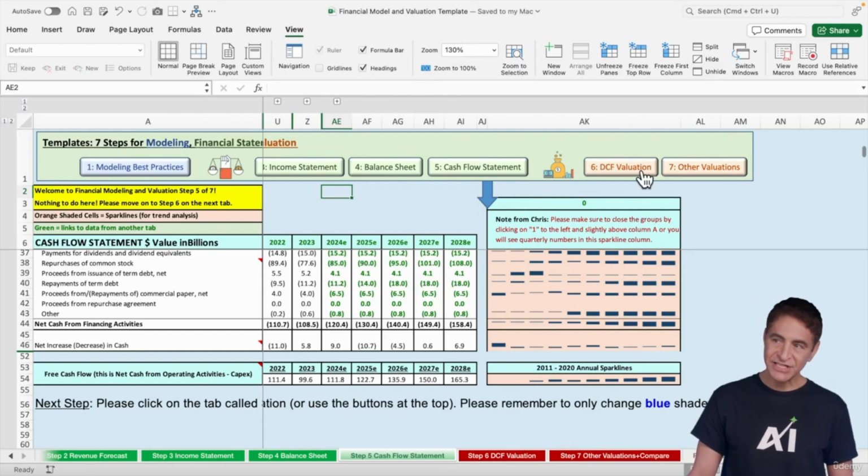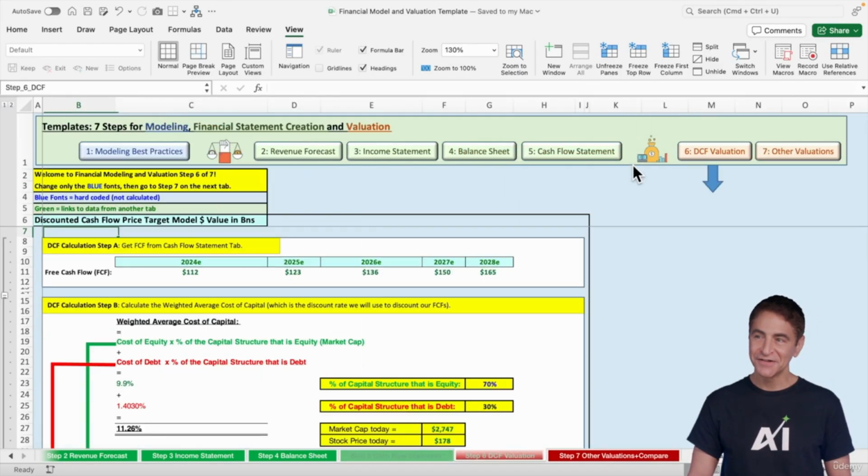Now, please use your own analysis for this. Do not rely on me, because I'm going to teach you a couple different ways to do this using your own estimates and your own methodology as well. My favorite way to value companies is price to earnings. Let's begin. Please click on the DCF valuation button right here.